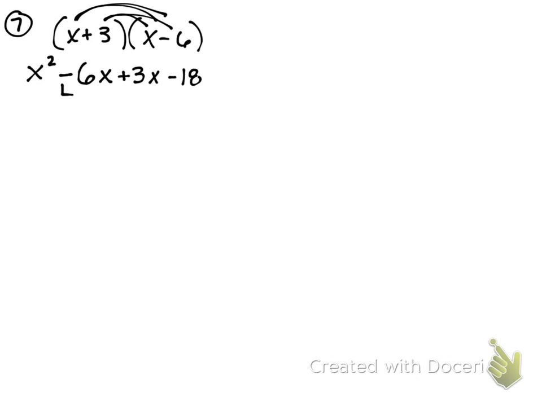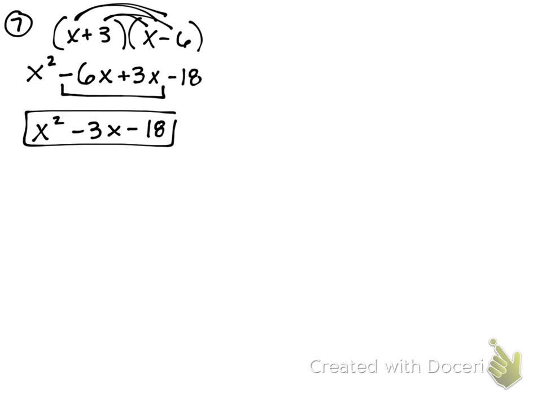So then we just combine like terms, which are right here in the middle. Drop down my x squared because I want it to be in standard form. Minus 3x minus 18. Okay?